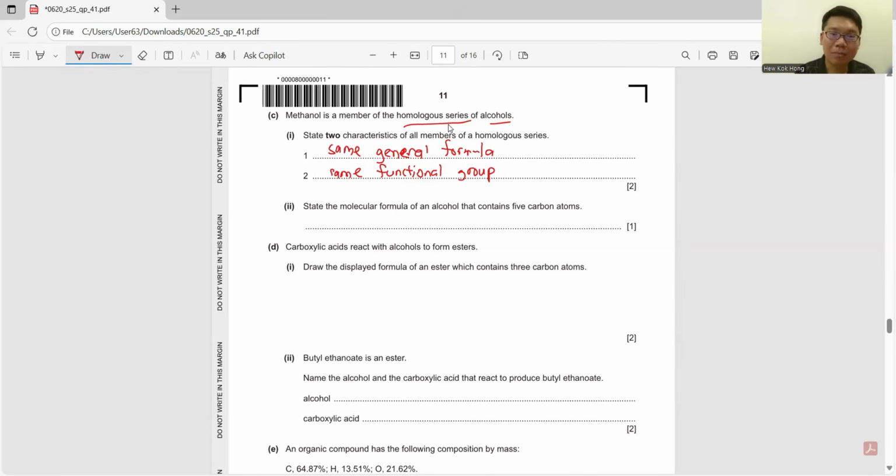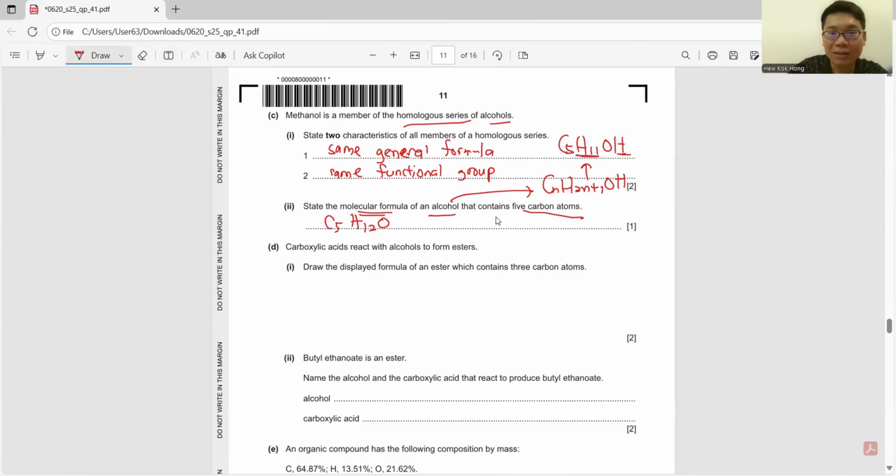Part 2. State the molecular formula of the alcohol that contains 5 carbon atoms. For alcohol, the general formula is CnH2n+1OH. So 5 carbons means C5H11OH, and for the molecular formula you need to list down how many C, how many H, how many O. C has 5, H total has 12, and O has 1. We do not need to write 1 here.